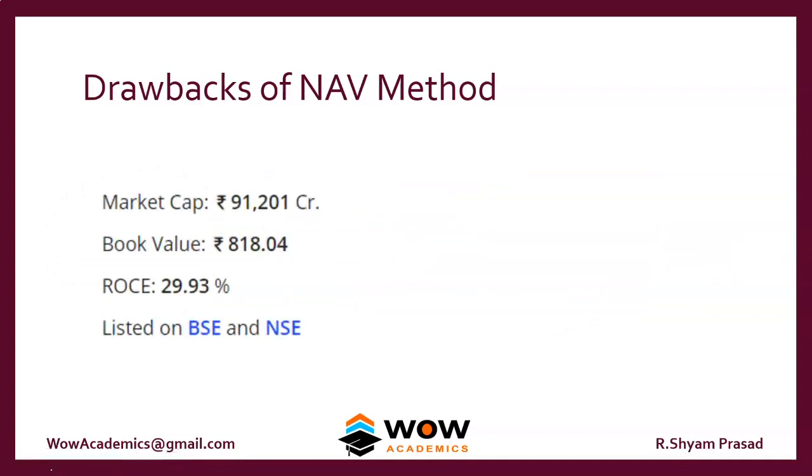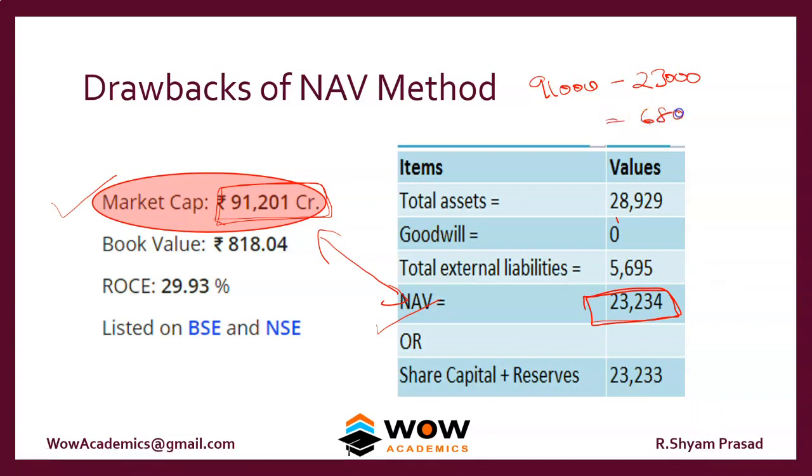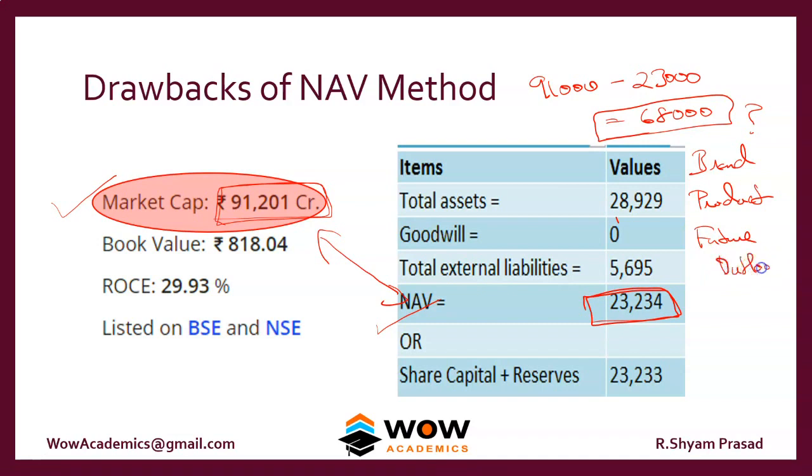If you take this company, again it's a Bajaj company, the market says that the value of this company is 91,000 crore. But when we do the NAV value, it comes to 23,000 crore. So look at the difference. The market says the company is worth 91,000 and the NAV method says 23,000. The difference, 91,000 crore minus 23,000 crore, comes to 68,000 crore. Where is this difference? The difference is because of the brand, the product, and the future outlook. None of these things are considered in the 23,000.